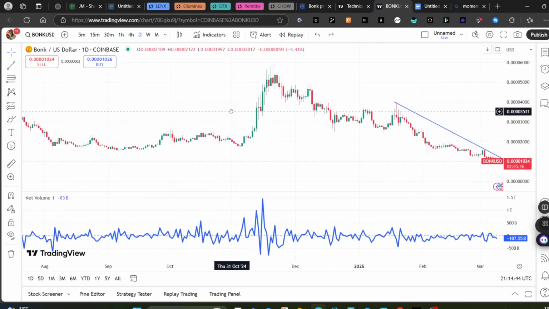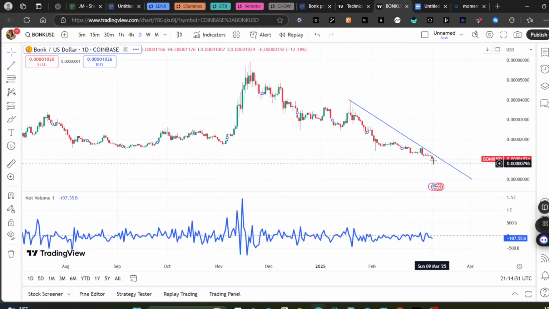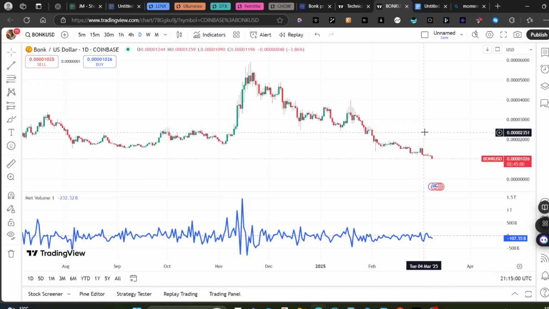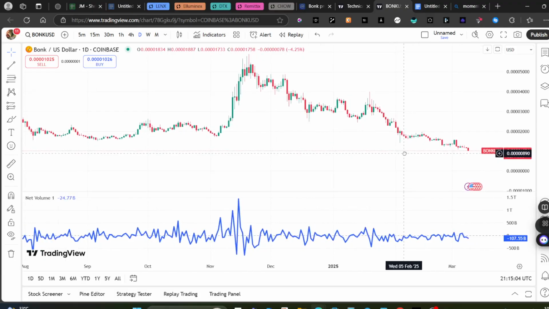So this indicator helps you to find out the difference between buying and selling volume over a given period. In simple terms, it gives you a snapshot of the market's flow: how much buying pressure versus selling pressure is happening at any given moment. By analyzing this indicator, you can see whether buyers or sellers are dominating the market and get a better sense of the trend's strength. So here's how it works.